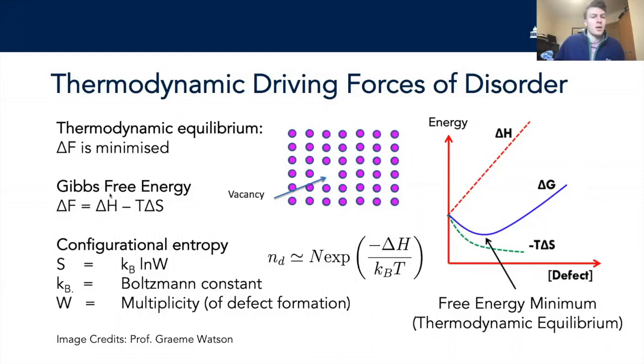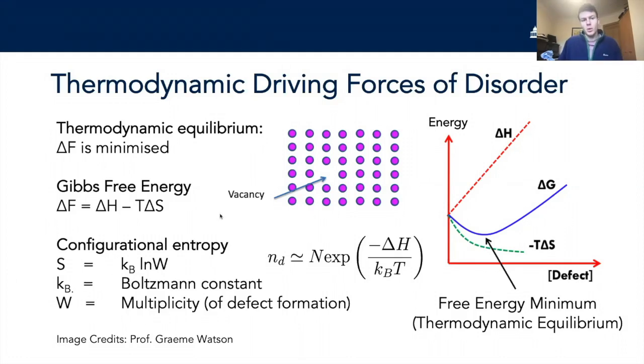In this case it is represented by delta F, and this is given by the enthalpy minus temperature times the entropy. For a point defect, the primary contribution to entropy in this case is configurational entropy, which is given by this formula here. Entropy is equal to k Boltzmann, the Boltzmann constant, times the natural logarithm of the multiplicity of the system.